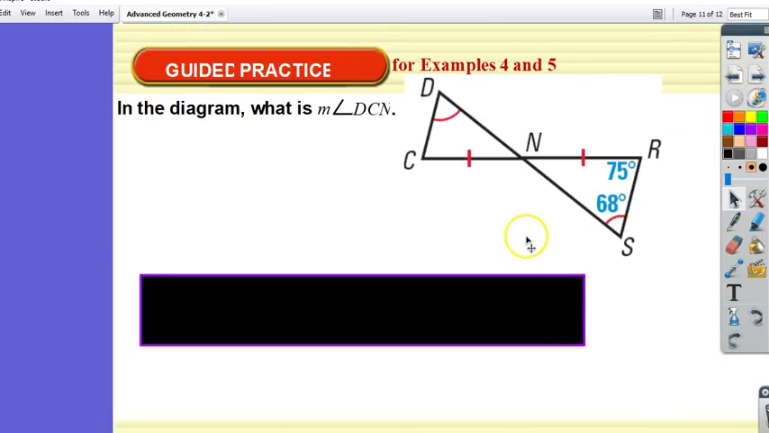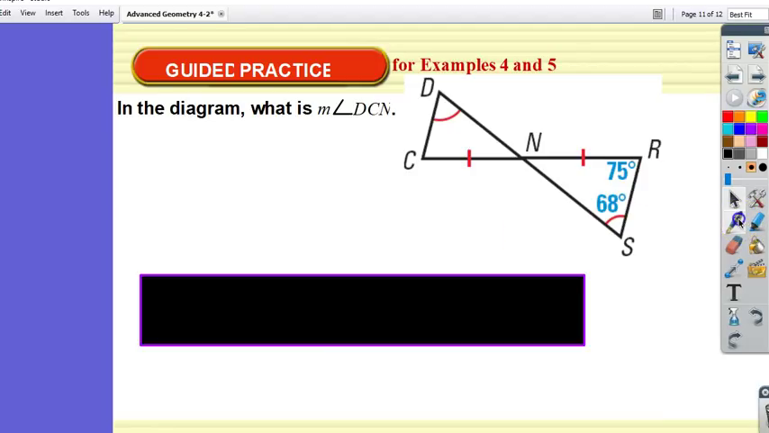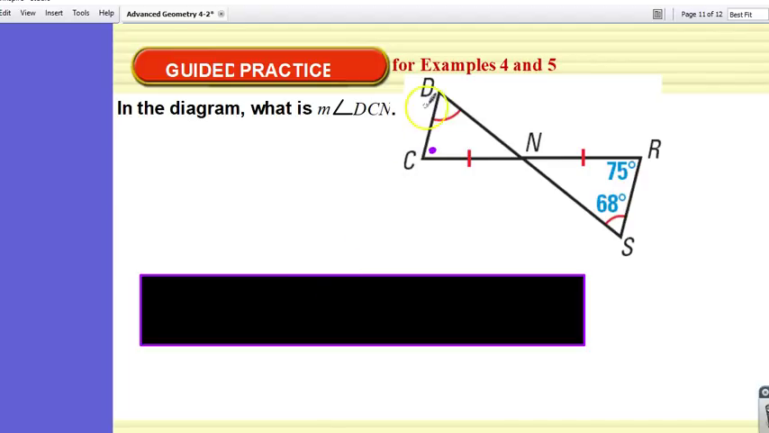All right, so in the diagram, what is the measure of angle DCN? Angle DCN. So we're looking at this angle right here, up in here, right there. So this angle, what do we know? We know that these are equal because they said so. We know that triangles add to what? 180. So 180 minus 68 minus 75 leaves us with 37.